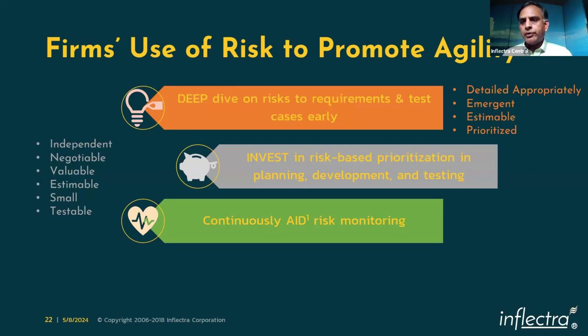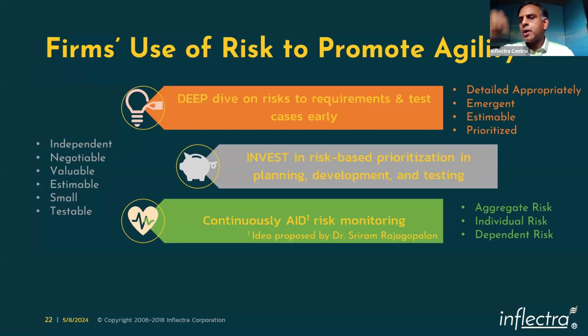And AID is something that I created here, which stands for aggregate risk, like the individual risks that are actually contributing to a higher risk, like the program risks, the individual risks at the project level, and the dependent risks. One risk is causing another risk to potentially happen, like the primary and secondary risk that we talked about, right? So what are some of those things that we need to keep in mind?